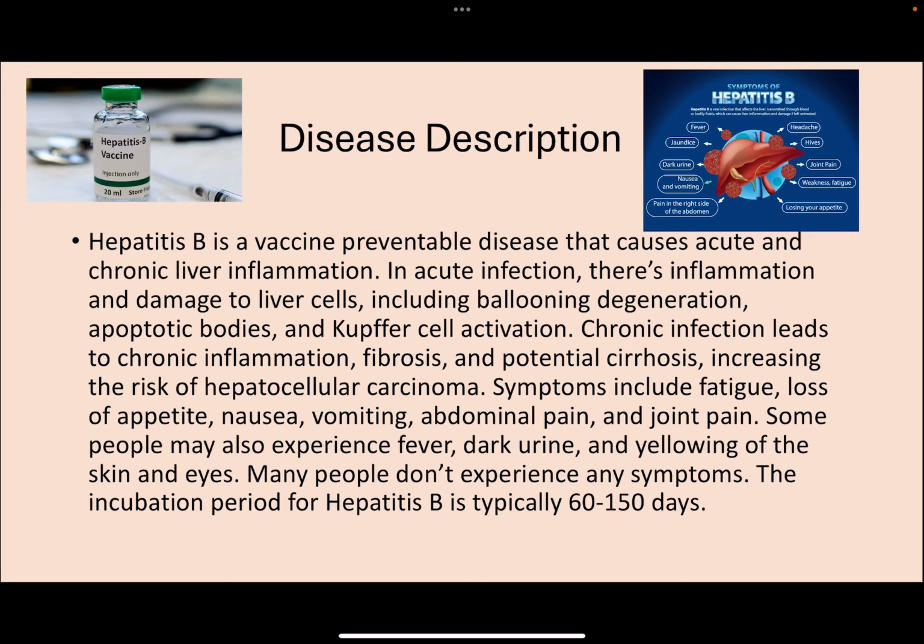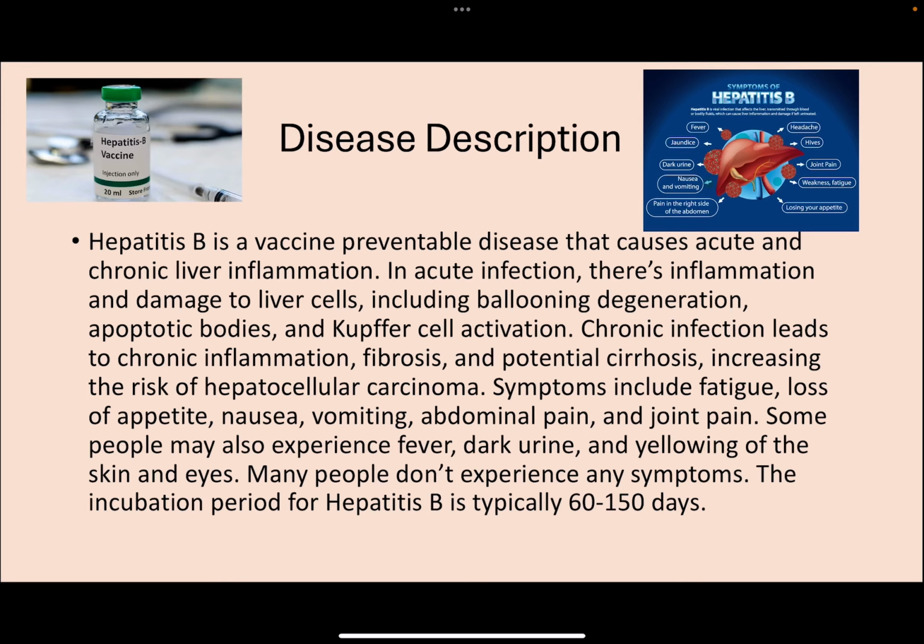Disease description. Hepatitis B is a vaccine-preventable disease that causes acute and chronic liver inflammation. In acute infection, there is inflammation and damage to liver cells, including ballooning degeneration, apoptotic bodies, and Kupffer cell activation. Chronic infection leads to chronic inflammation, fibrosis, and potential cirrhosis, increasing the risk of hepatocellular carcinoma.